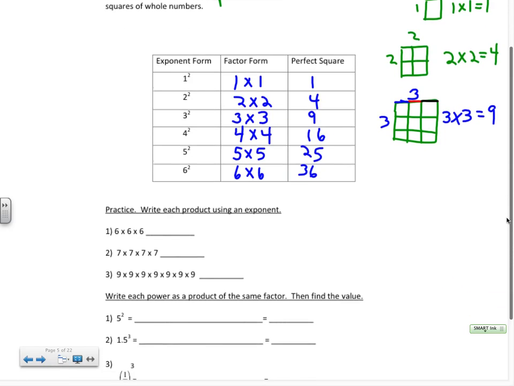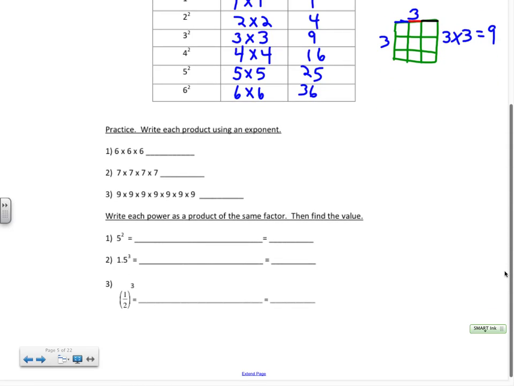We'll do that later. What I would like you to do is get some practice. So write each product using an exponent. I'll give you the first example. Since we have 3 sixes, we would write that base is 6 and the exponent is 3, 6 to the third power. The next section, write each power as a product of the same factor and then find its value. So a product of the same factor, I take that base, 5 times 5 is 25, and that's its value. So go ahead and finish up on that, and we'll talk about it in class.